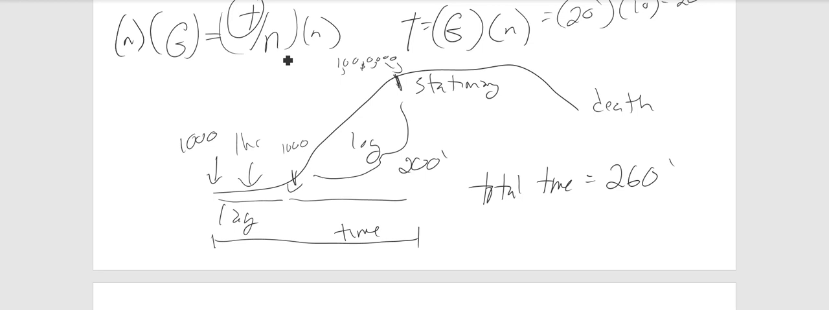And this is how you would use these in real life. So if you knew in the lab that you were starting a culture with about 1,000 cells and you were going to be doing some sort of diagnostic test or an experiment that you needed about 1 million cells for, you would know that if you started that, you could come back about 260 minutes later to get your cells to start your work.